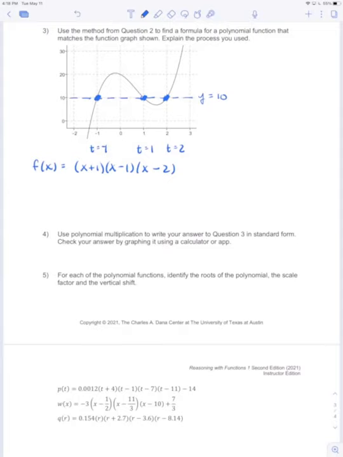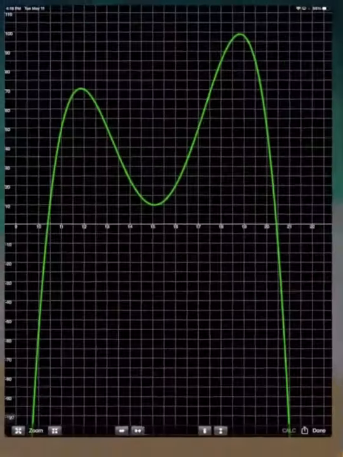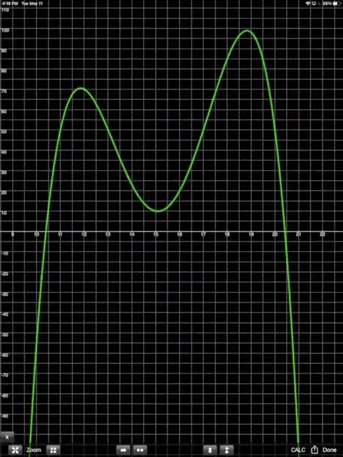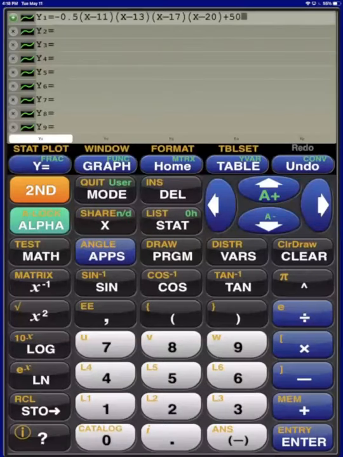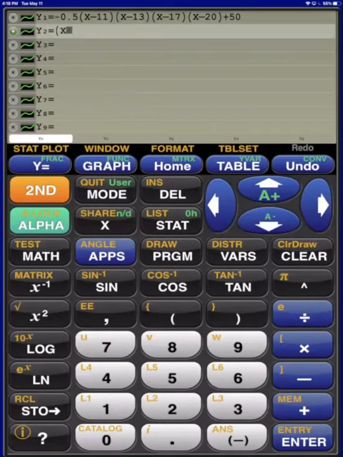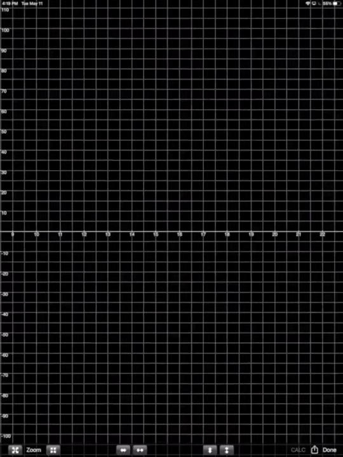So why don't we go to our calculator. Okay, that's what we finished with that. Let me just turn that off and go here, and we'll do x plus 1, x minus 1. Oops, I forgot my parenthesis. Parenthesis x minus 2. And then we're going to do a graph.